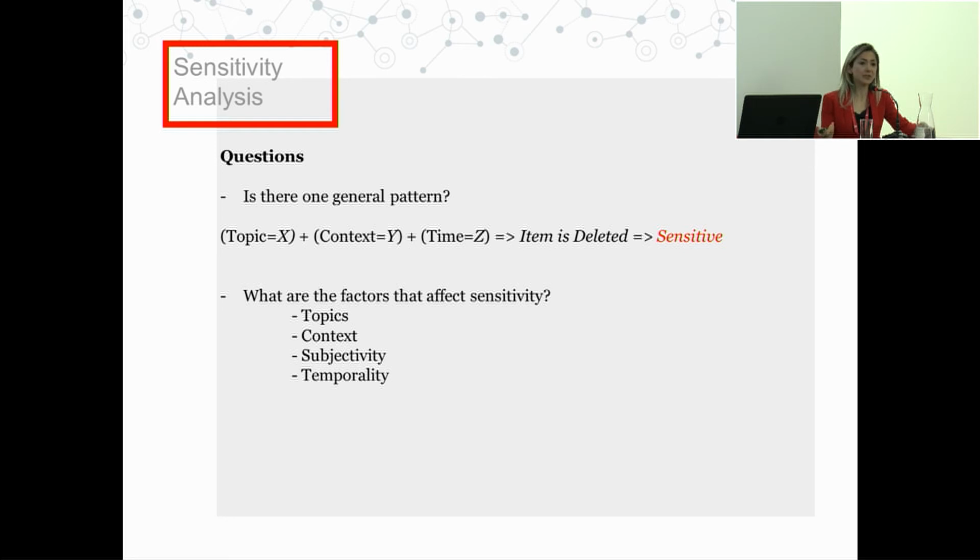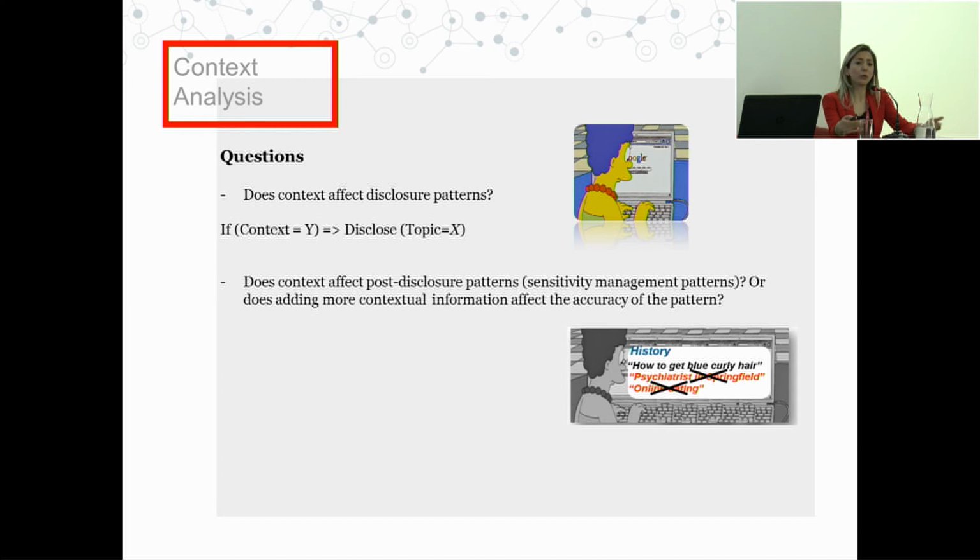And we were also interested in looking into this function of sensitivity and see what are the factors that do affect this function. So context, subjectivity, temporality. So we looked into these. And on the other hand, we also wanted to understand how context would affect sensitivity. So we were after trying to understand whether context has an effect on how people disclose certain search queries. So if I know that context is X, could I tell what type of topic would be disclosed here or not? So this would give some understanding of the appropriateness decision making based on context.